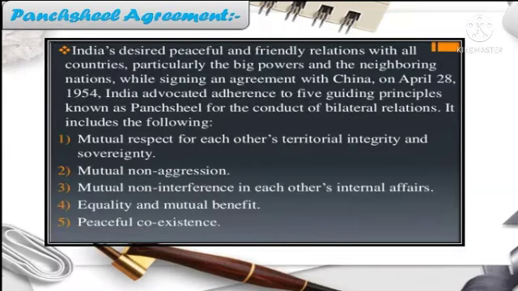Now, moving ahead and talking about the last major principle, that is the Panchsheel Agreement. We know that we signed the Panchsheel Agreement with China in 1954. The principles of the Panchsheel Agreement state that we have mutual respect for each other's territorial integrity and sovereignty, mutual non-aggression, mutual non-interference in each other's internal affairs, equality and mutual benefit, and peaceful coexistence.